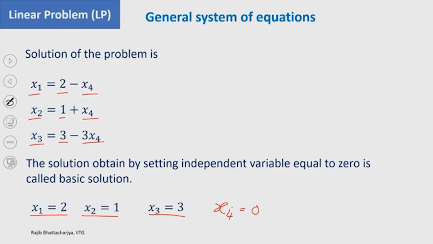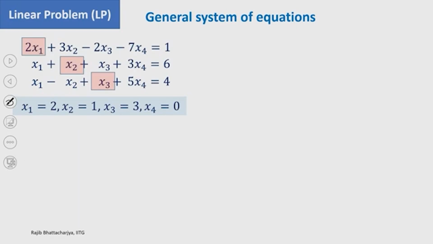So, now what have we done here? We have considered x1, x2, x3 as basic variables and x4 as a non-basic variable. In this case I have considered that x1, x2, x3 are basic variables. So, what solution am I getting? x1 equals 2, x2 equals 1, x3 equals 3, and x4 as a non-basic variable, thus the value is 0.